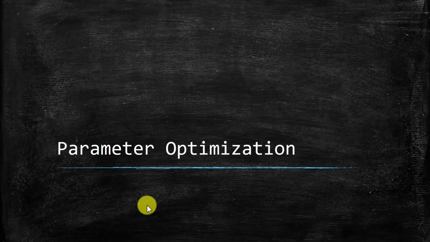Okay, so the next part of this chapter or the lecture is going to focus on parameter optimization. Again, trying to get the best output we can from one of these machine learning algorithms may require us to actually try to optimize the user-defined parameters. So that's what we're going to talk about now.